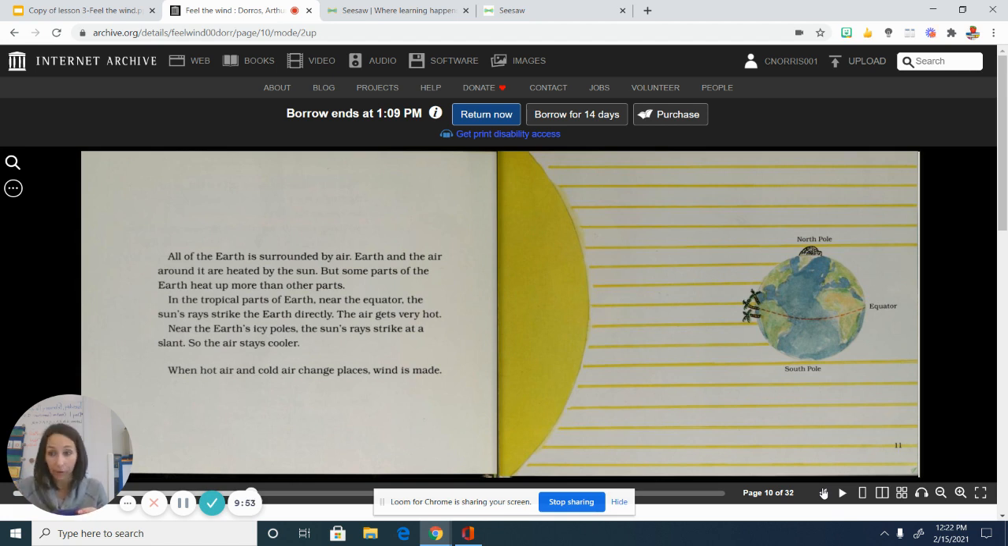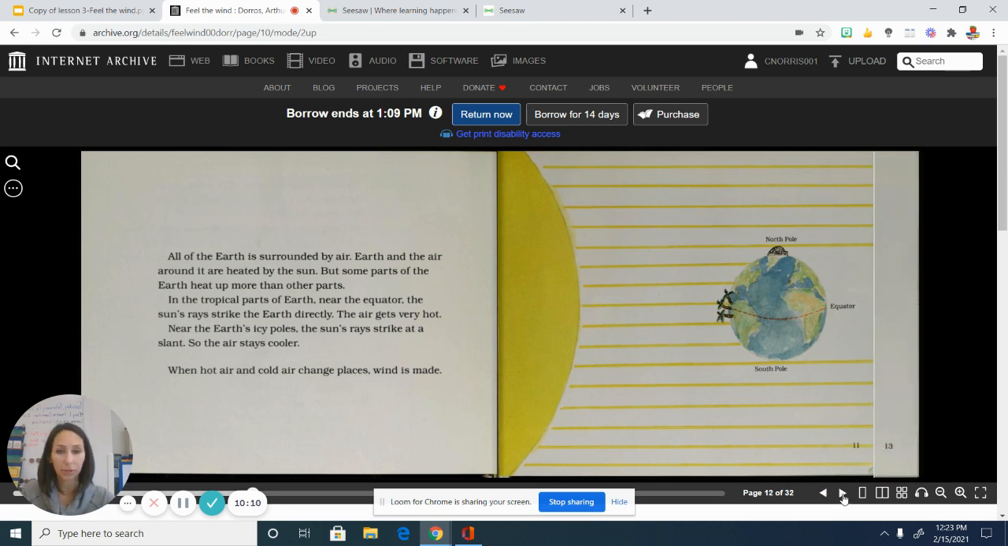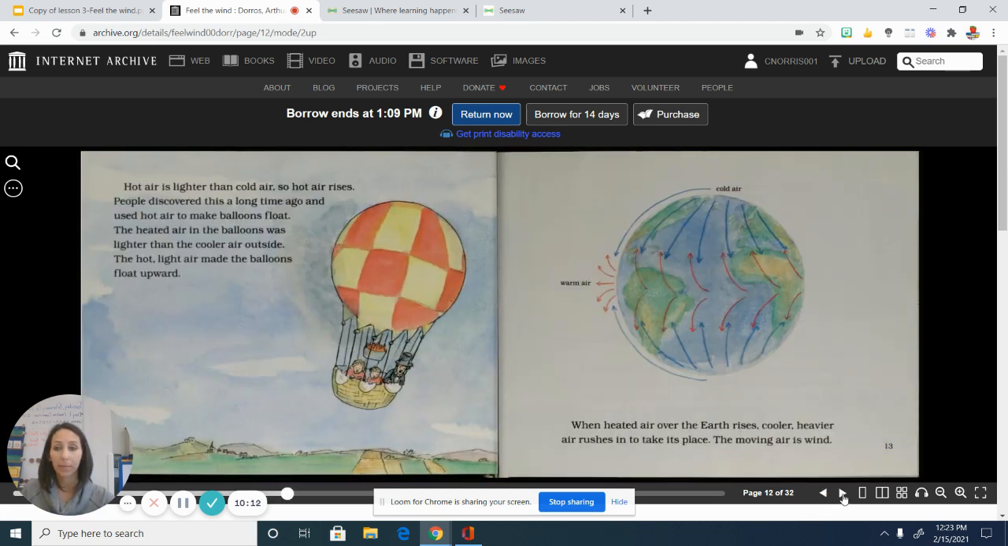Leading from that, I also read and noticed another detail, which is that some parts of the earth have hotter air and some parts have cooler air. So I think that's another important detail. And then it also talks about, on this page, hot air rises and then the cool or cold air comes and takes its place. I think that's another important detail.